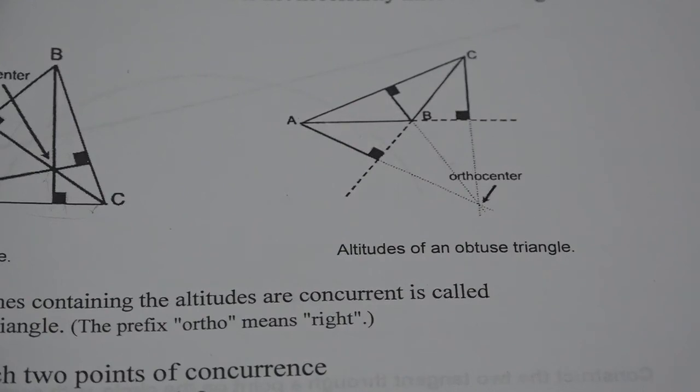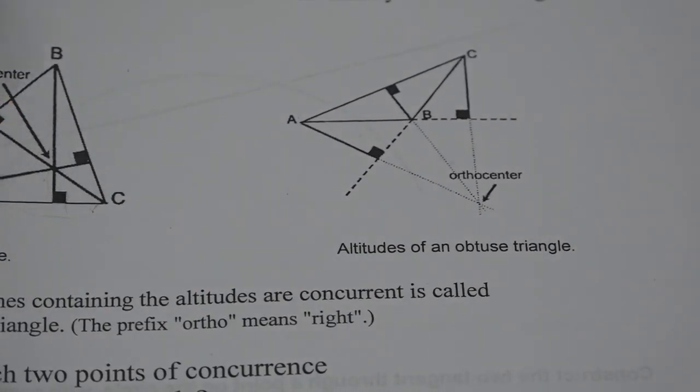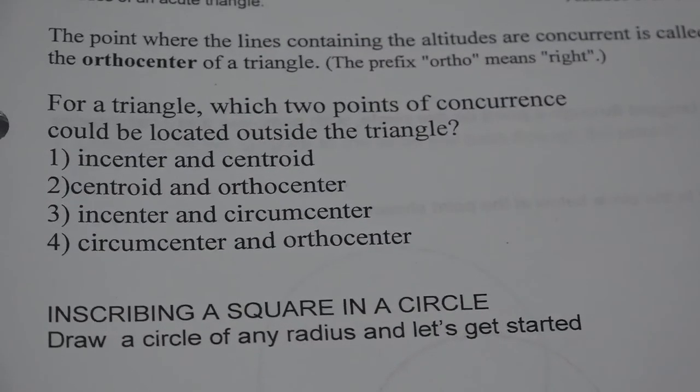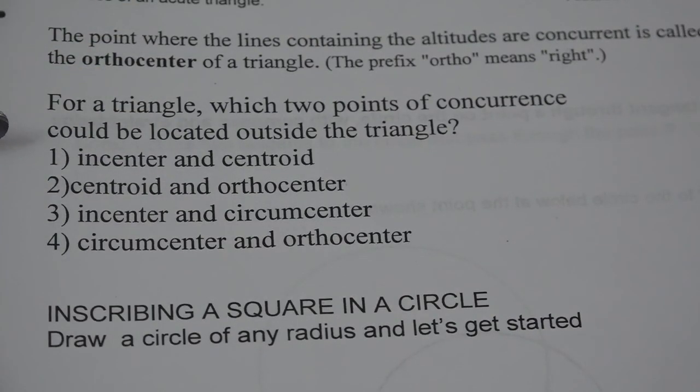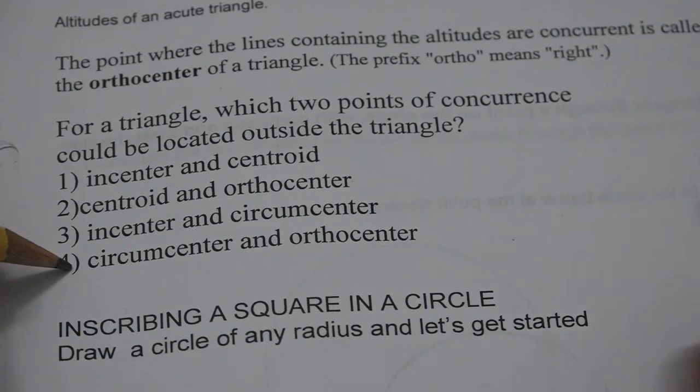So right now we have two things that can be outside the triangle. We have the orthocenter and we have the circumcenter. Perfect. Let's move on. Now we are going to look at this problem. It says, for a triangle, which 2 points of concurrency can be located outside the triangle? Well, we just discussed that. The circumcenter and the orthocenter.